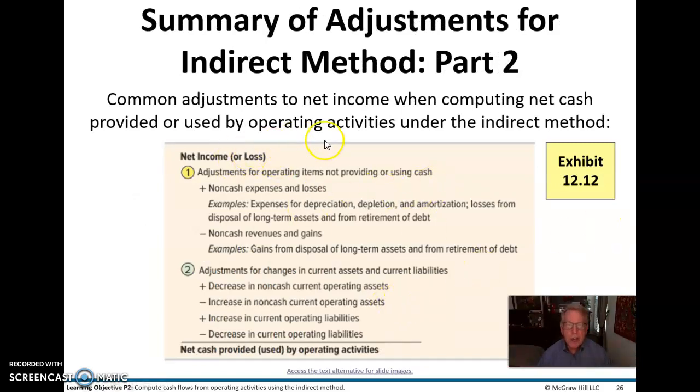These are common adjustments to net income when computing net cash provided or used under operating activities by the indirect method, and it shows these here. Non-cash, I think it's repetitious. We just went through this, but it says the same thing that we just did.